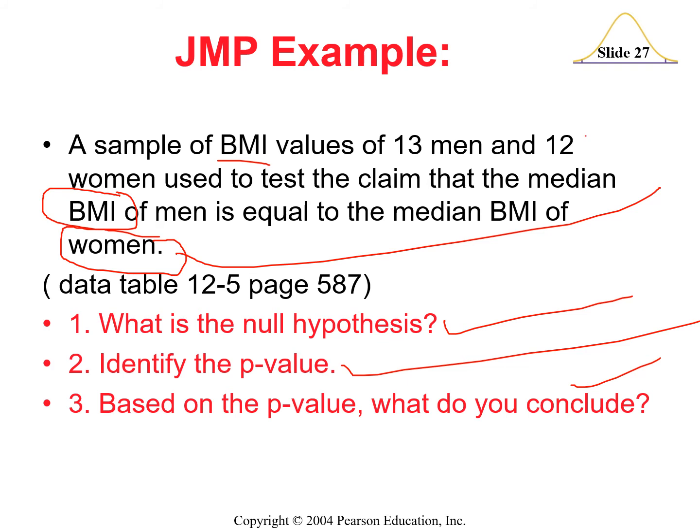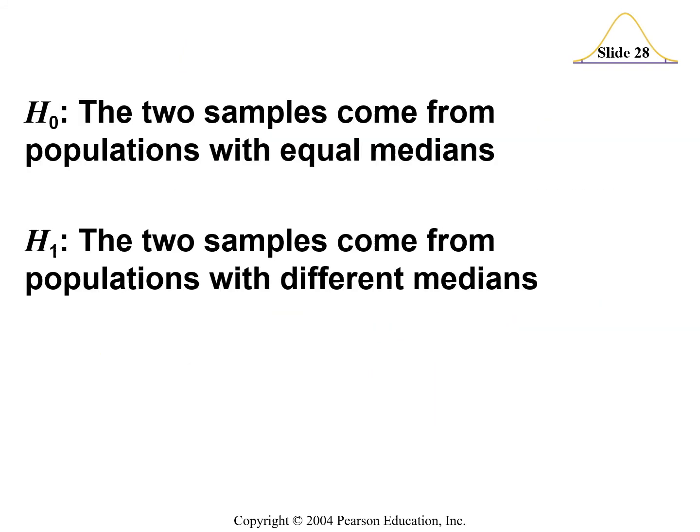I think the decision of using non-parametric analysis is because we have a very small sample size. Steps: state H0. The two samples come from populations with equal medians. H1. The two samples come from populations with different medians.